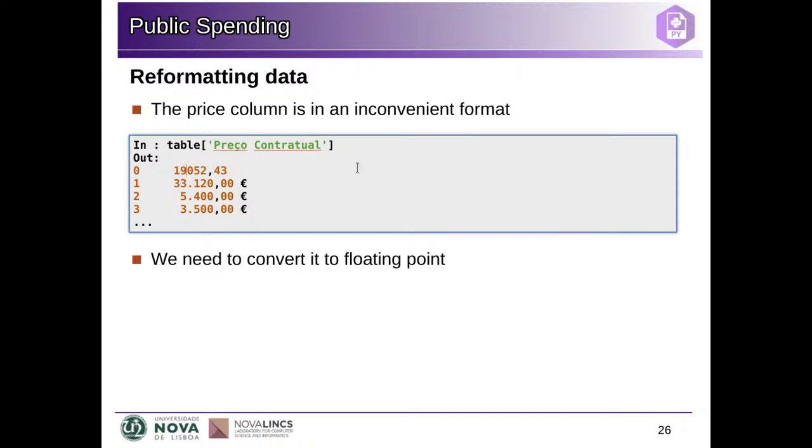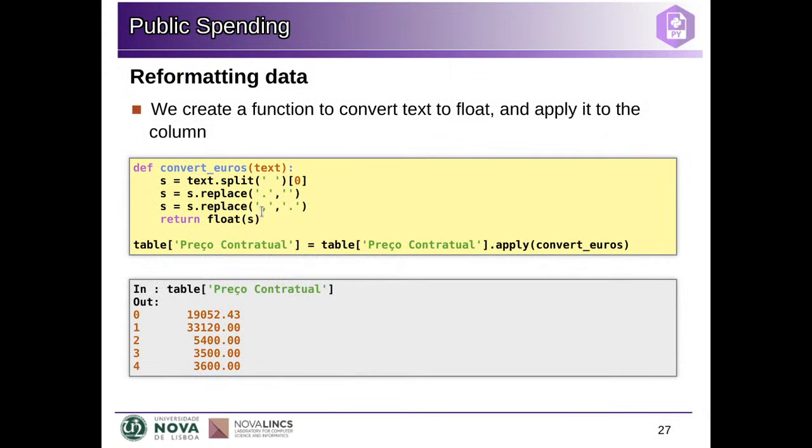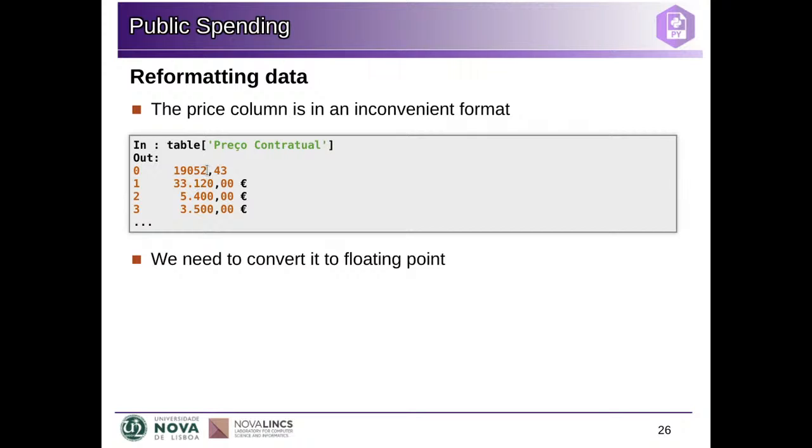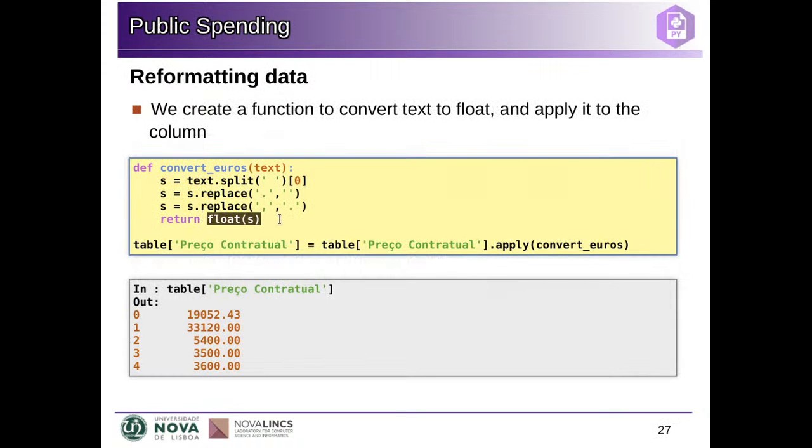Now we remove the dot, sorry, and now we replace the comma with a dot. So we replace this part here with a dot, and now this is a string that can be interpreted as a number by Python. So once we get that, we convert this into a number and return that value. So what we created here was just a simple auxiliary function that can convert one of those entries into a number. And now to convert the column, we're going to put into the same column, preço contratual, the result of applying this function to the values in that column.